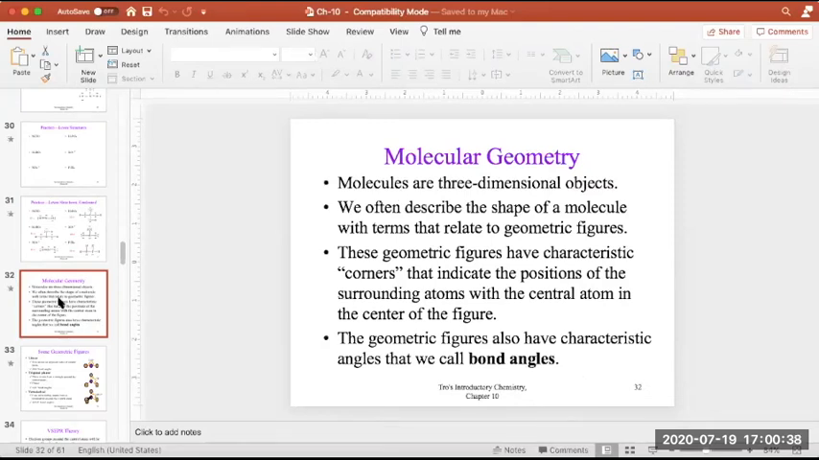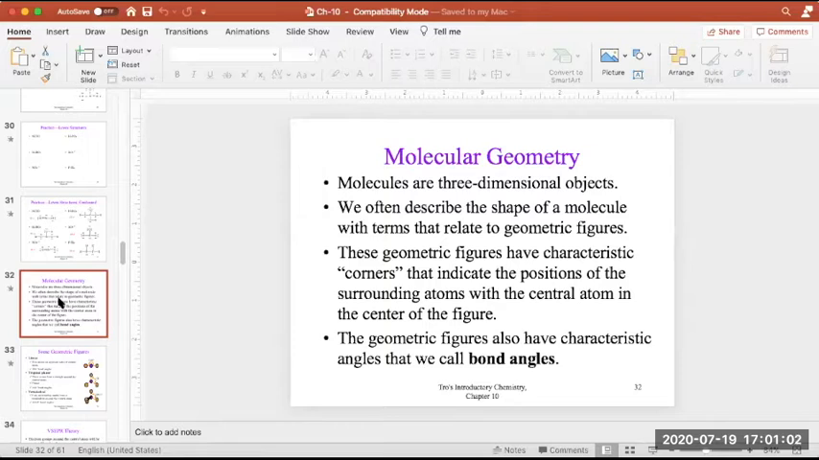Okay, so now we're going to talk about molecular geometry. As you know, molecules are three-dimensional structures, right? Because in nature everything is a three-dimensional molecule. And if it's a three-dimensional molecule, then you should have some corners, right? So each corner represents each atom.